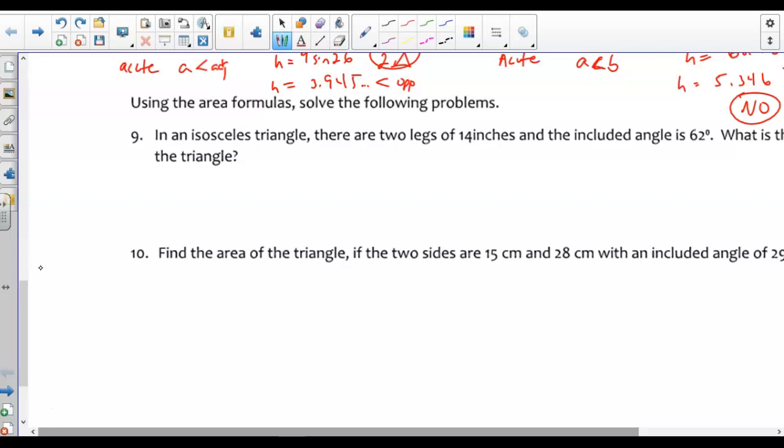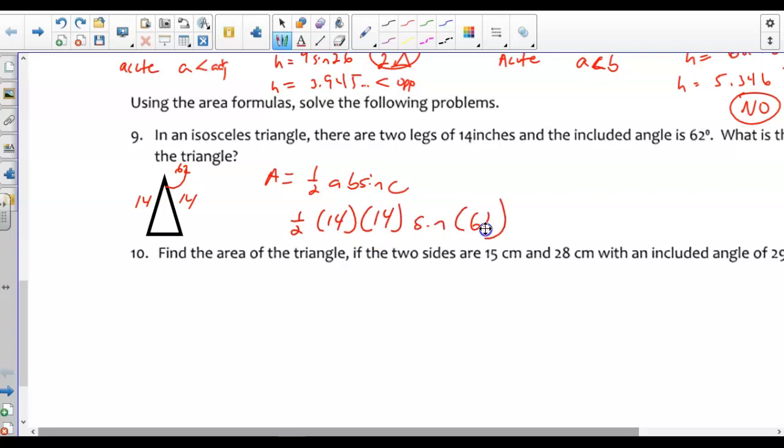All right, in an isosceles triangle, there are two legs of 14 inches and then the included angle 62. What is the area of this triangle? So remember, there's an isosceles triangle, where they said these legs right here are 14. And the included angle, this angle right here, is 62. Okay, so to find the area here, remember, area equals 1/2 AB sine of C. So 1/2 times 14 times 14 times sine of 62. And what you get is 86.5 inches squared right there.